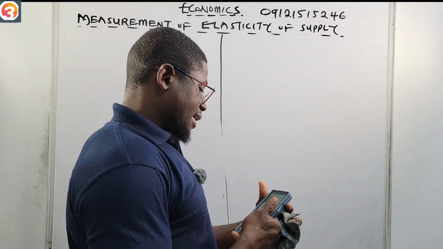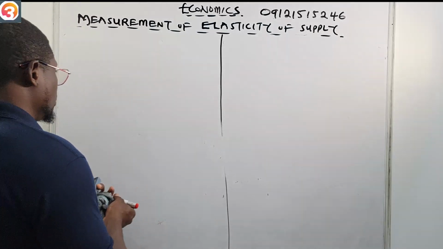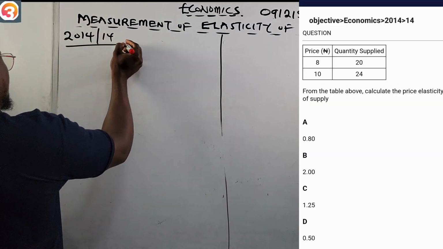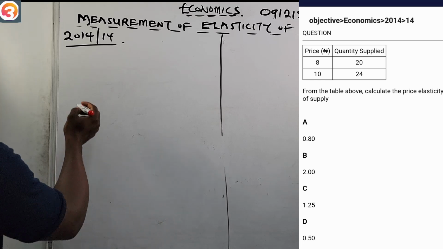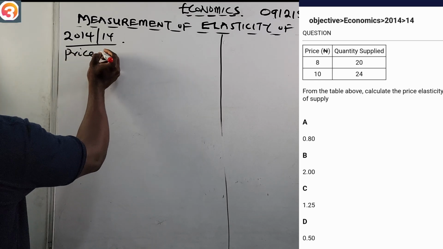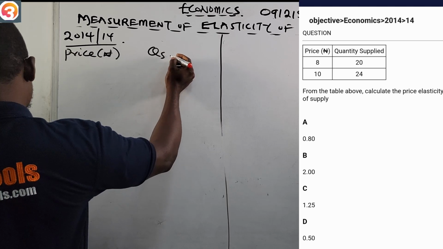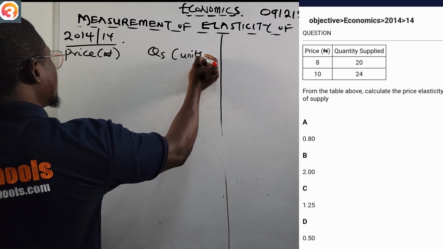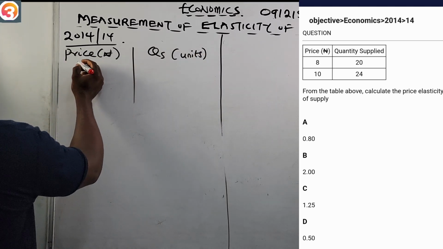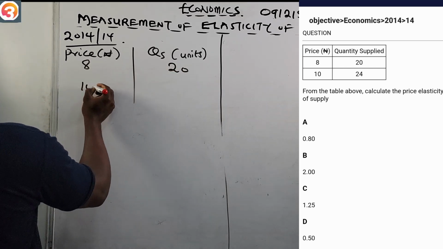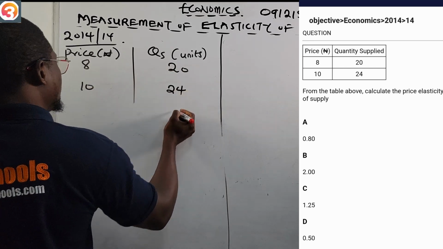Okay, so we're having 2014, number 14. Okay, so this one also is given a table, with price in naira and quantity supplied, let me say in units. When price was 8 naira, quantity supplied was 20. When price was 10 naira, quantity supplied was 24.